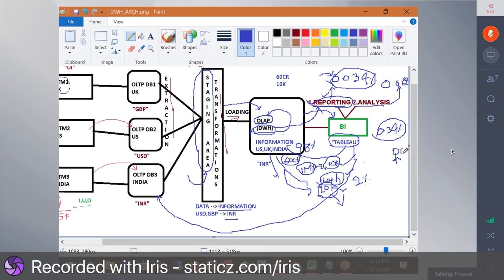Okay, management means some top management people. They're going to see the reporting and the analysis. Now, what do the reporting and analysis contain, data or information? They contain information, which humans can understand.